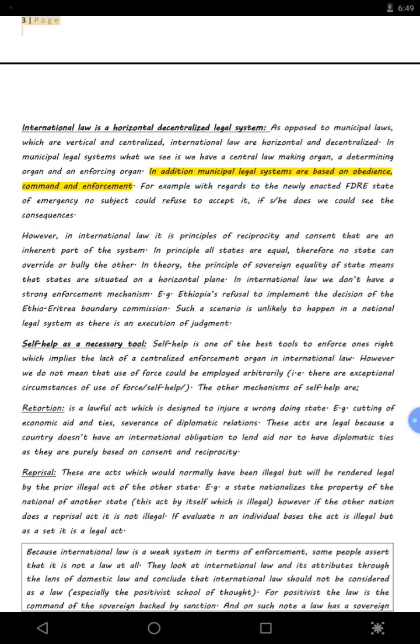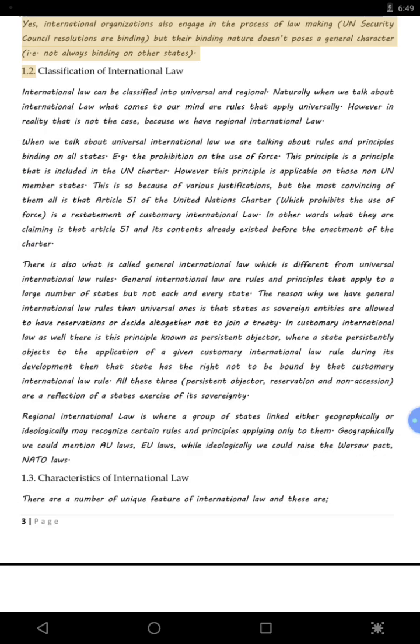Yes, international organizations also engage in the process of lawmaking. UN Security Council resolutions are binding, but their binding nature poses a general character, i.e. not always binding on other states.